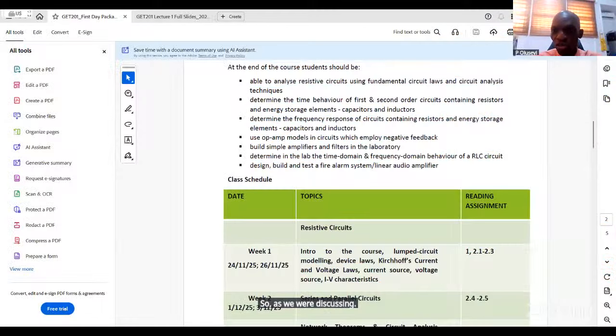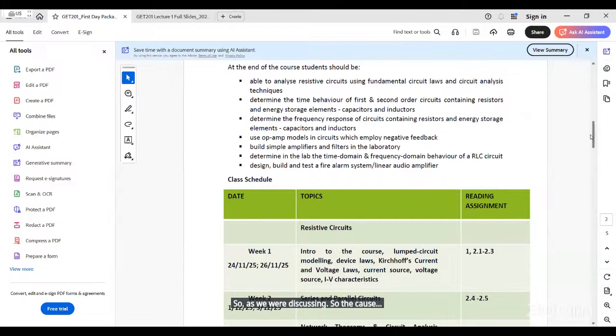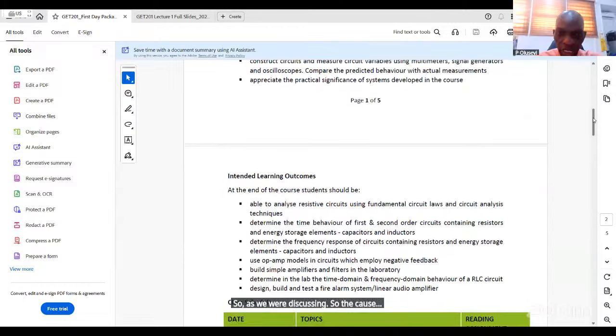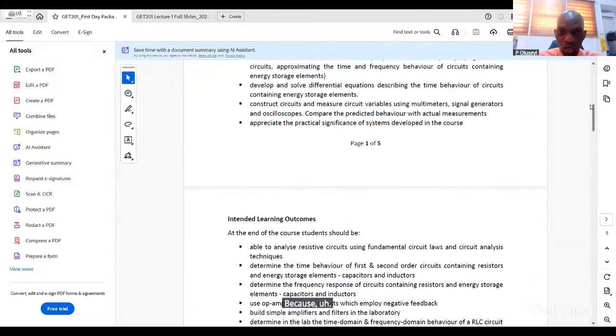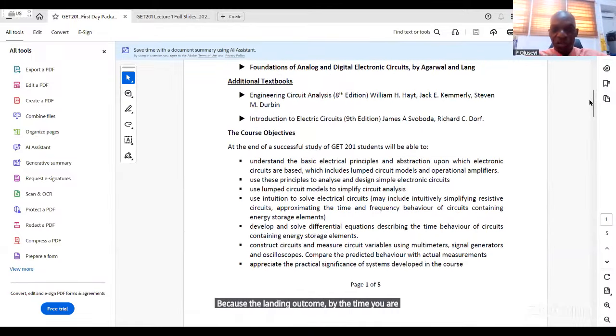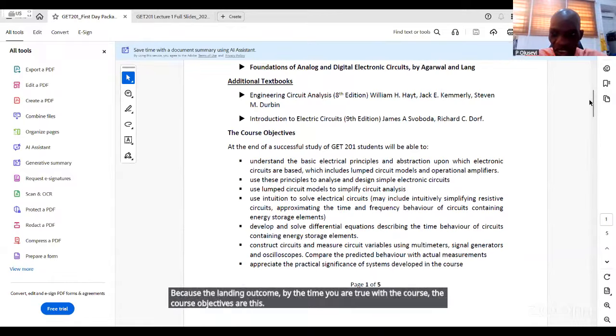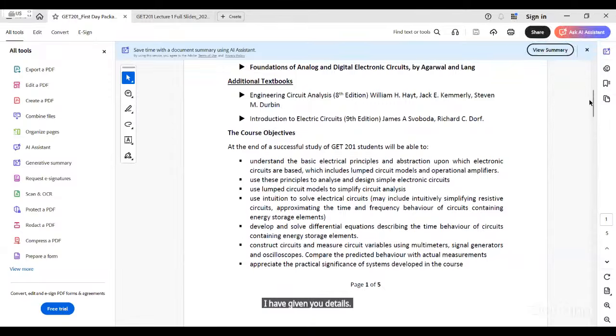So as we were discussing, the course learning outcome, by the time you are through with the course, the objectives are these. I have given you the textbook. The textbook is the foundation of the course.